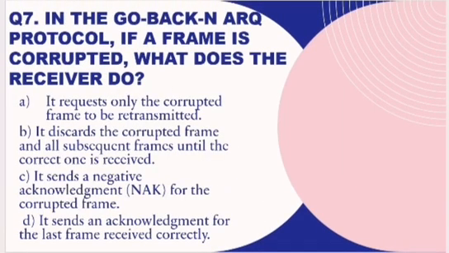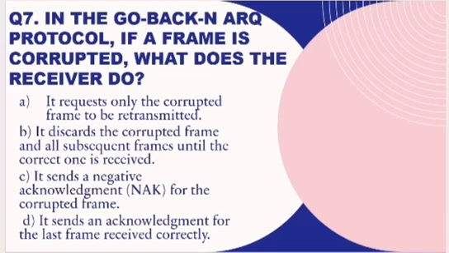Moving on to the next question. In the go back N ARQ protocol, if a frame is corrupted, what does the receiver do? Option A, it requests only the corrupted frame to be retransmitted. Option B, it discards the corrupted frame and all the subsequent frames until the correct one is received. Option C, it sends a negative acknowledgement for the corrupted frame. Option D, it sends an acknowledgement for the last frame received correctly.